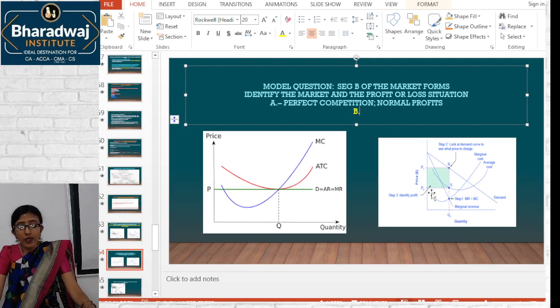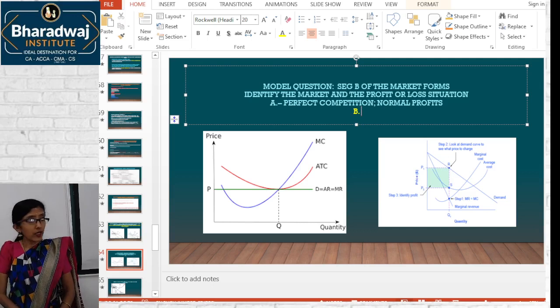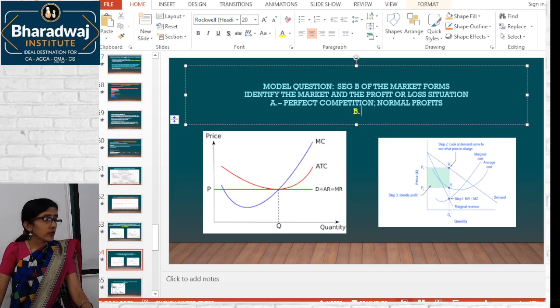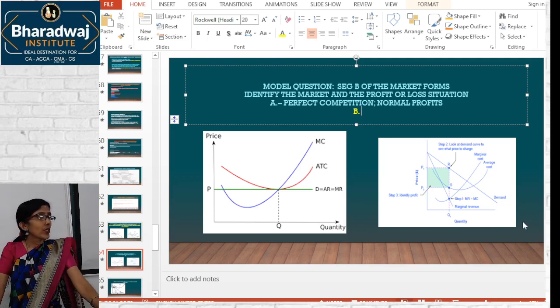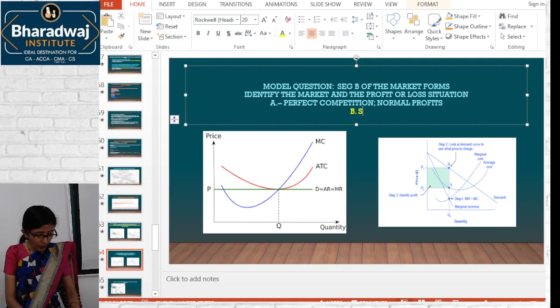Okay, what is the situation there? Profit or loss? We will identify that from graph B. Look at it. Is it loss, supernormal profit, or normal profit? Somebody is saying loss, somebody is saying supernormal profit. What is it? Supernormal profit.